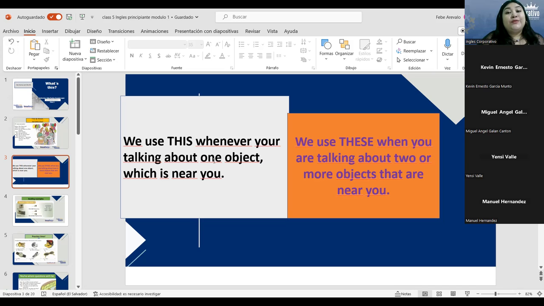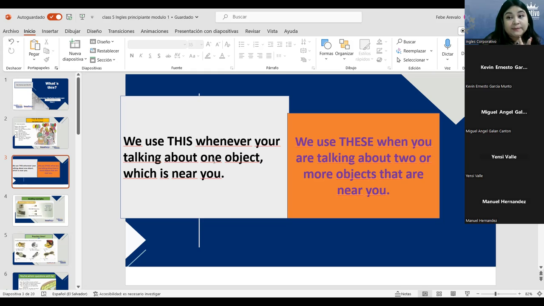Okay? Now we use these when you are talking about two or more objects that are near you. De lo contrario, utilizamos these si tenemos más de un objeto, es decir, dos, tres, cuatro, whatever, how much you have. Sin importar cuántos tenga, usted tiene que utilizar these, okay? Taking into consideration that you have the objects close to you. Tomando en consideración que tienen los objetos cerca de ustedes. All right?